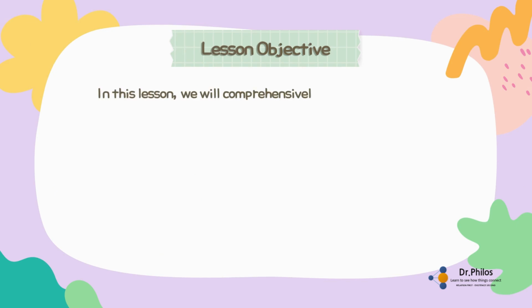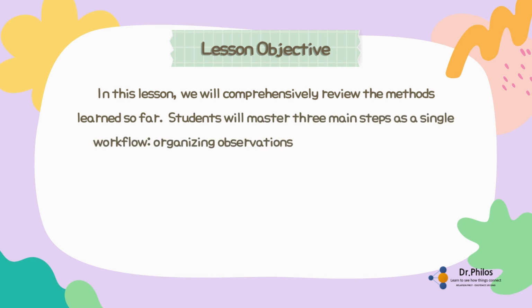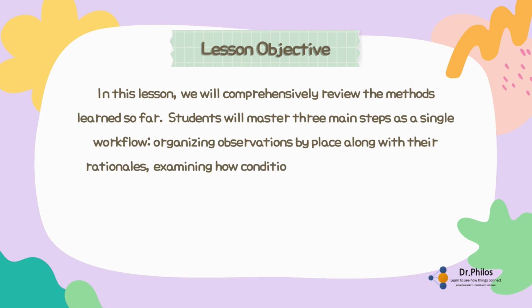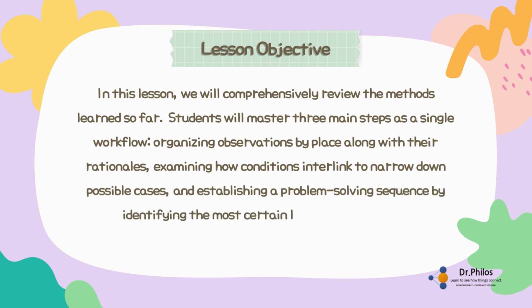In this lesson, we will comprehensively review the methods learned so far. Students will master 3 main steps as a single workflow, organizing observations by place along with their rationales, examining how conditions interlink to narrow down possible cases, and establishing a problem-solving sequence by identifying the most certain letter as a baseline.